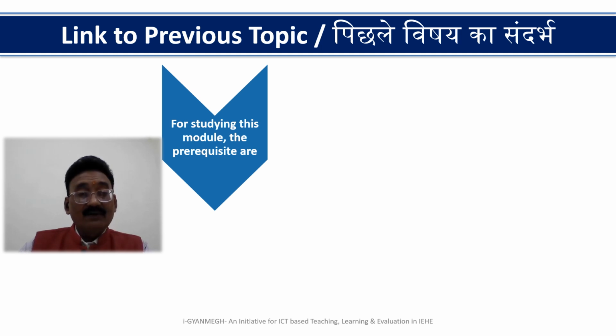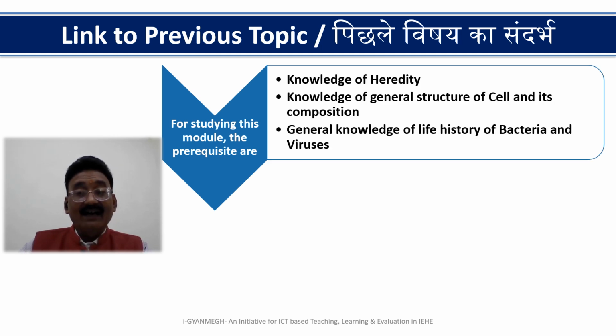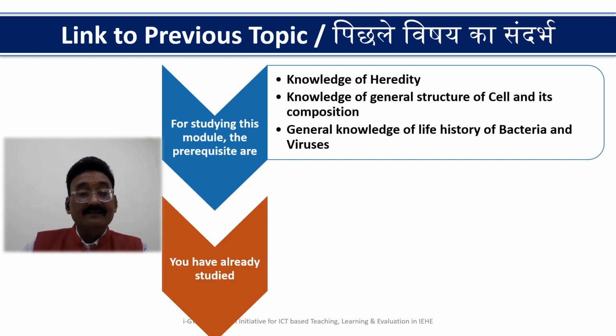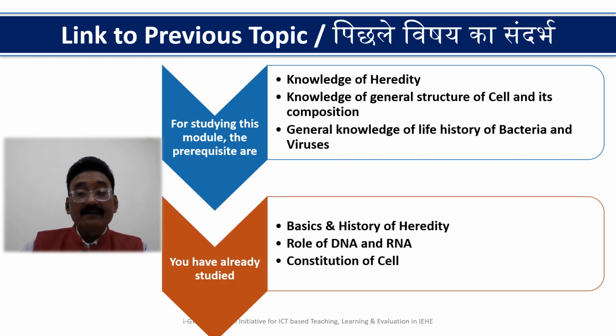For studying this module, the prerequisites are knowledge of heredity, knowledge of the general structure of the cell and its composition, and general knowledge of the life history of bacteria and viruses. Possibly you will know these things after studying in the fourth semester. You have already studied the basics and history of heredity, the role of DNA and RNA, and the constitution of the cell.